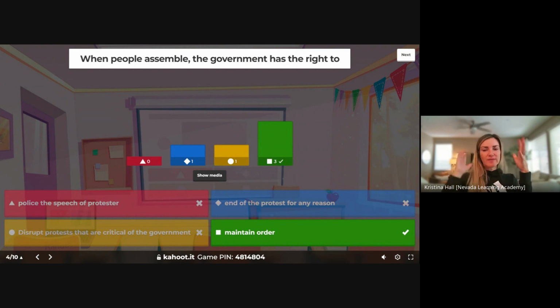Okay. So we've seen that with the hot topic that's going on right now, right? With Israel and Palestine. Lots of assembling going on, lots of protesting going on. So the government can't break it up per se, but they can be there to make sure that they maintain order, that it stays peaceful, right? That we're not damaging property and we're not harming each other.